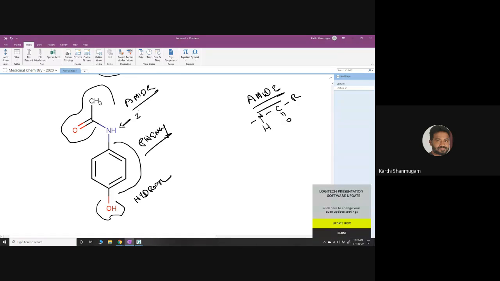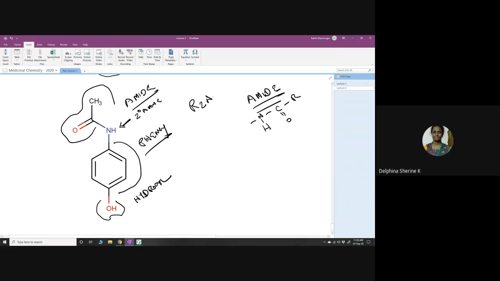So what's the general representation of secondary amine? R2NH. Right. If we put this as R1 and this is R2, here we have the NH. So we can call this separately as secondary amine.